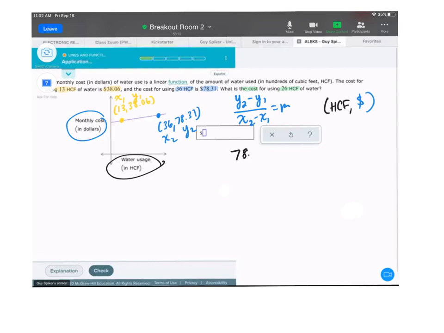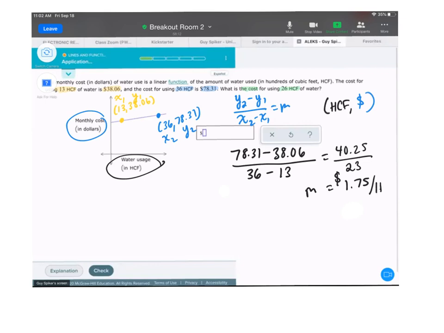So 78.31, which is your y2, minus 38.06, which is your y1, over 36 minus 13, and that's your x2 and your x1. Then you can just use your calculator because it says you're allowed to use a calculator on the standard. And you can figure that out. So I'm going to do that real quick and come back with the answer. So our slope is 1.75, and that's going to be dollars per 1 HCF.